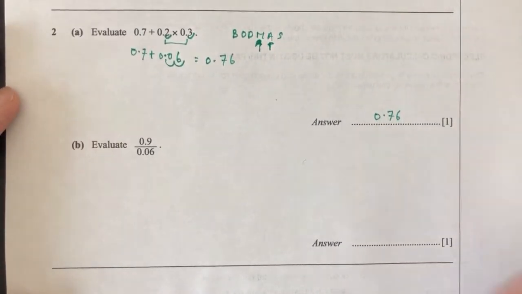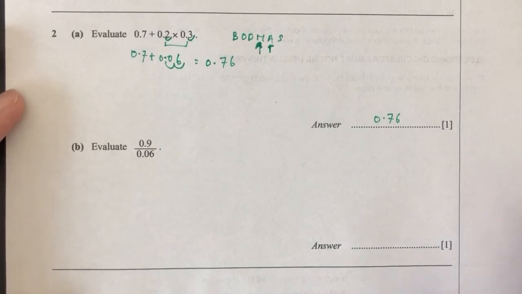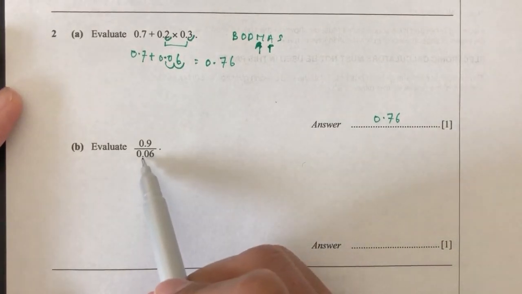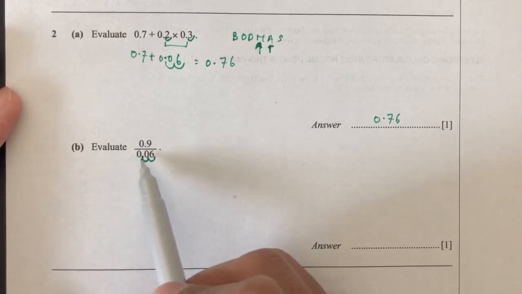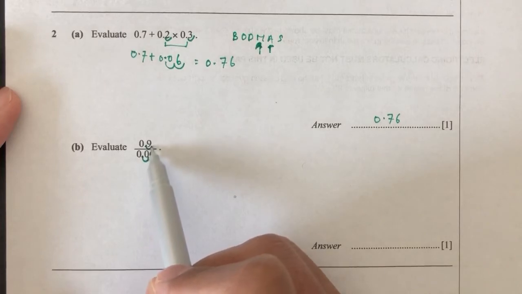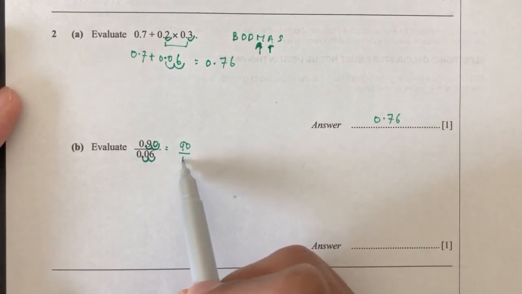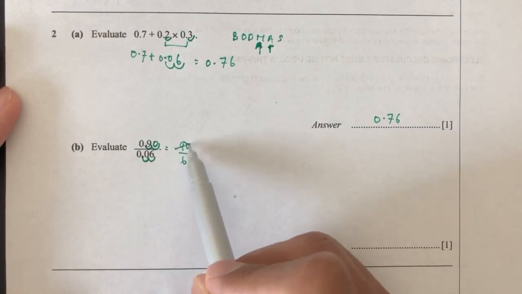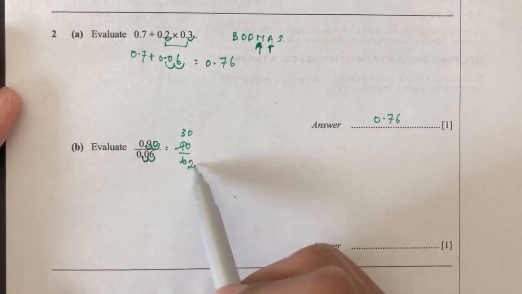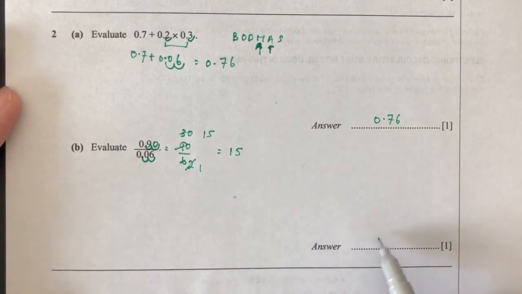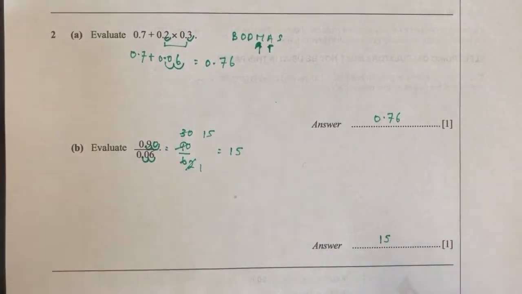Now part B, you have to divide this. What can you do? First thing, let's say you want to remove this decimal place. How would you do that? You have to move 2 places. 1, 2. If you move 2 here, you have to also move 2 up. It means it will become 90. 90 divided by 6. Now divide by 3, we have 30 over 2, which is 15. So your answer will be 15 for part B.